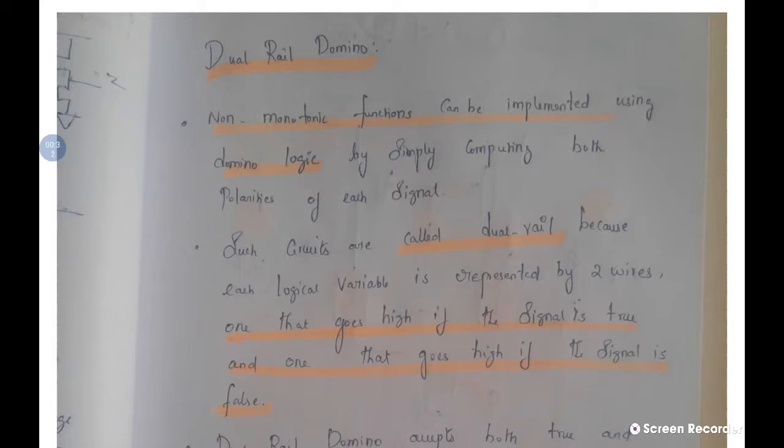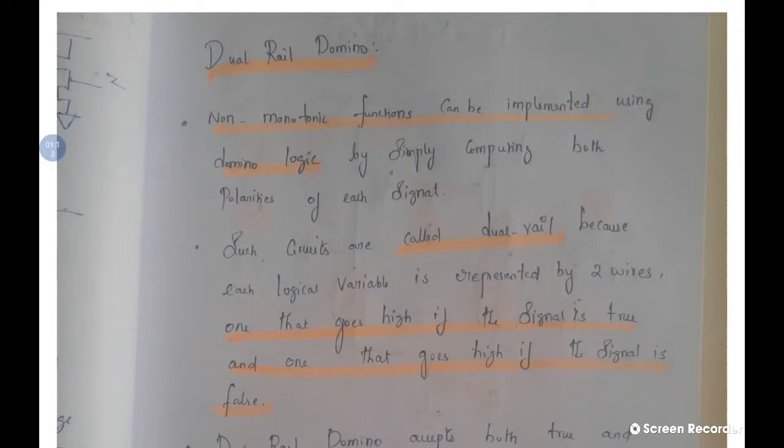But in domino logic, the drawback that we have is it can implement only non-inverting functions, like AND or OR functions. To implement inverting functions like NAND and NOR, we need some other kind of network. That is why we are going with this dual rail domino. Generally, non-monotonic functions can be implemented using domino logic by simply computing both polarities of each signal.